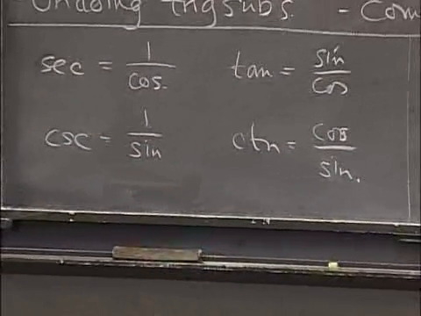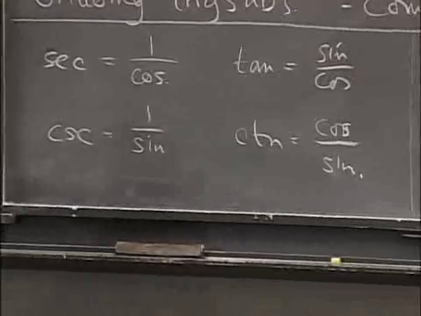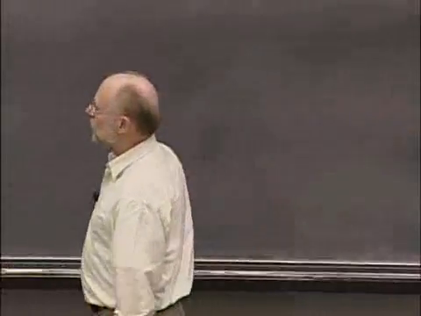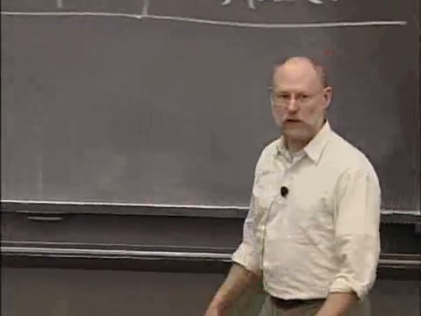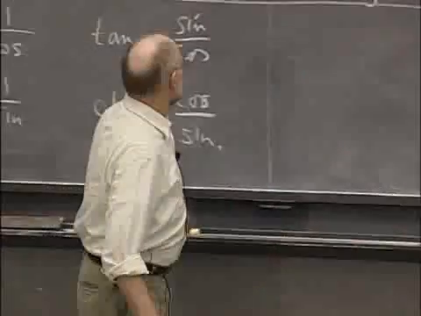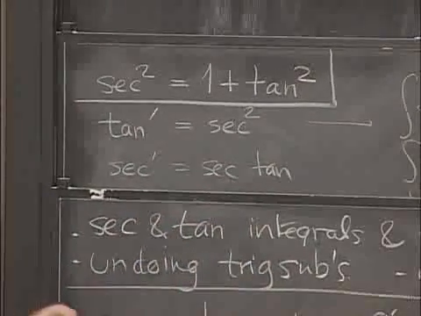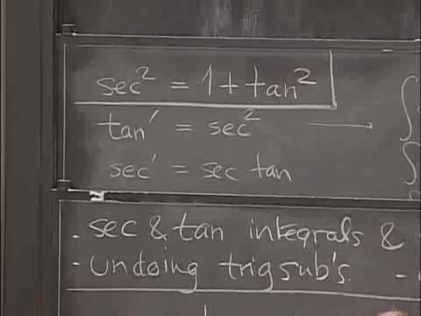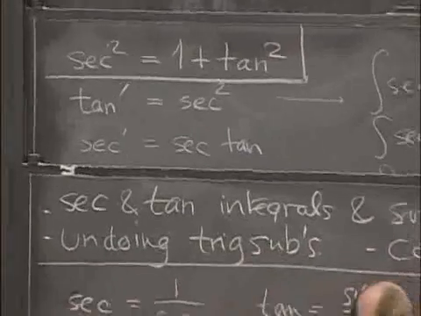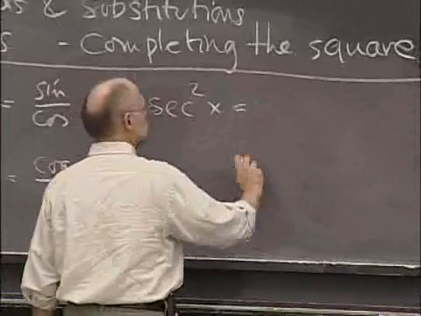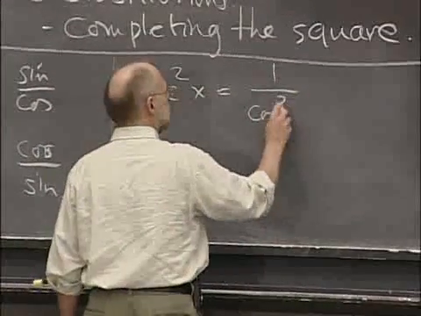Well, I have a few identities involving tangent and secant up there in that little prepared blackboard up above. Maybe I'll just go through and check them out to make sure that we're all on the same page with them. So I'm going to claim that there's this trig identity at the top, secant squared is 1 plus the tangent squared. So let's just check that out.